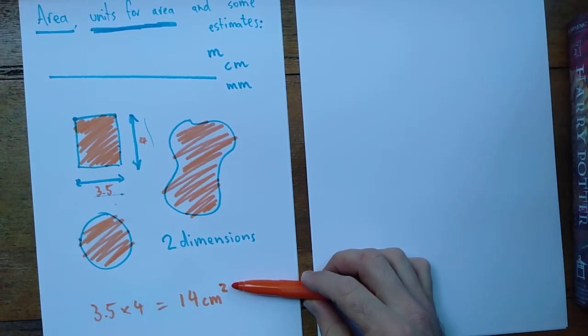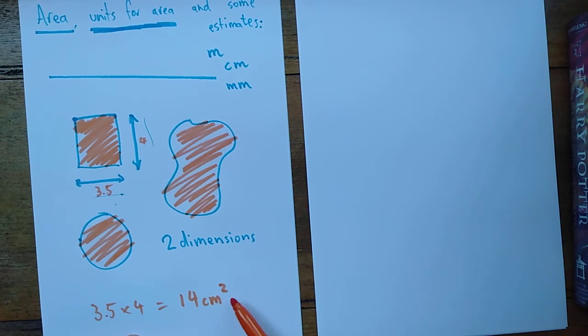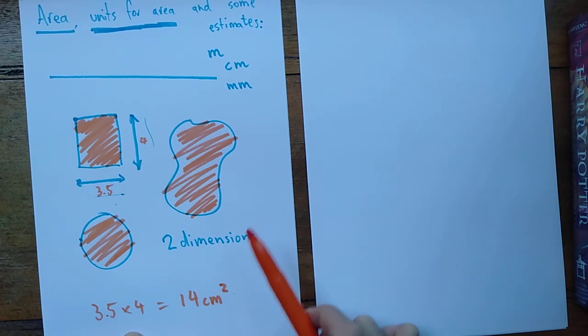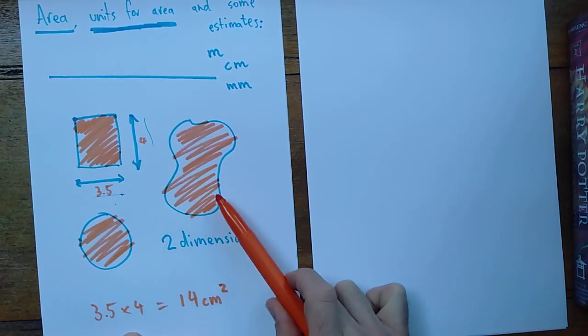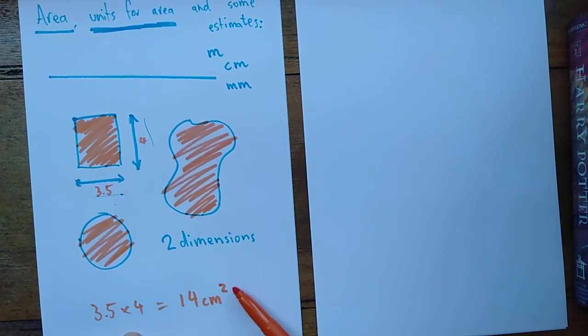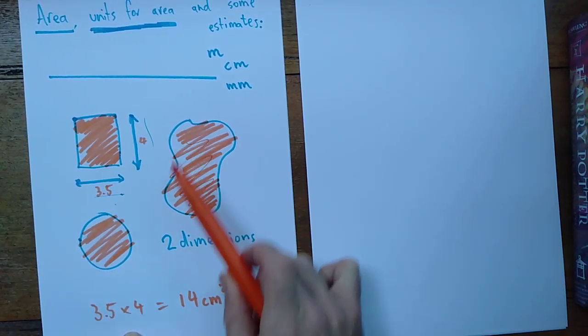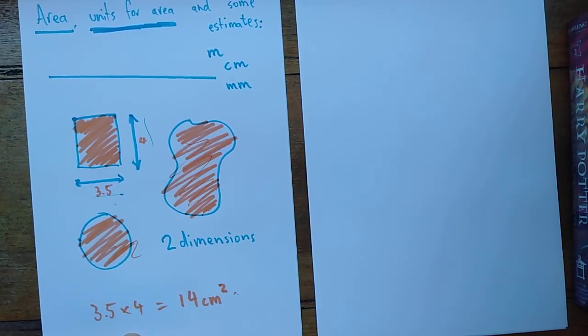So the important thing to note here is that if we have a unit with this notation in it, like squared, then that is a unit for area because it's got two dimensions. So this 2 indicates that it is the amount of space that something takes up.